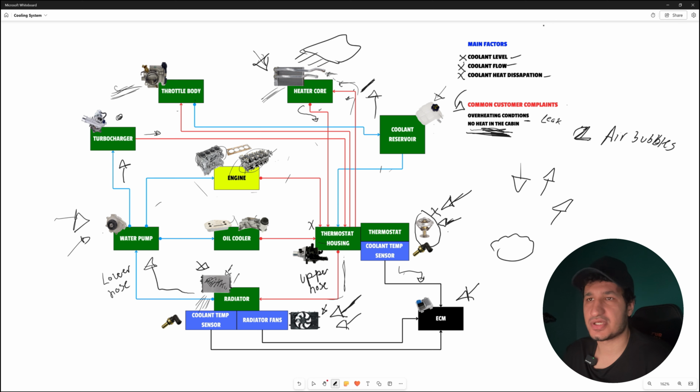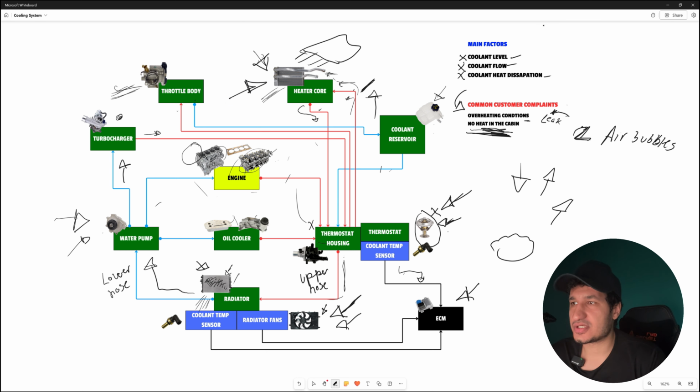Okay, so going back to the original complaint, air bubbles can actually cause an overheating condition, because air bubbles take up space in the cooling system, space that's reserved for hot coolant. So say you have a big air bubble in the engine block. Everything around that air bubble, all the components around it, will not get cooled by the coolant. So that's where it's going to start to overheat.